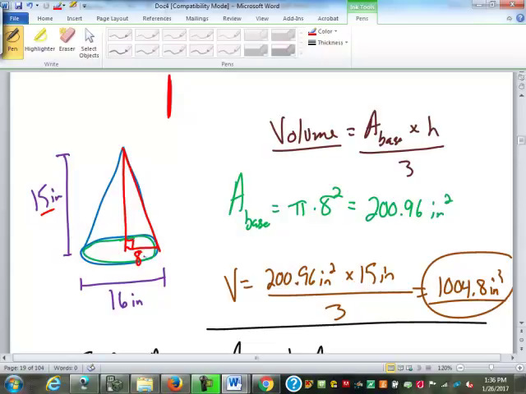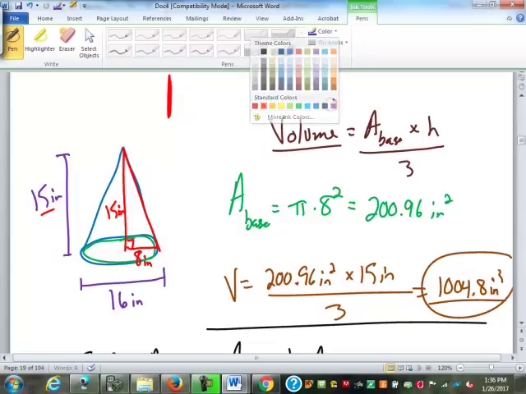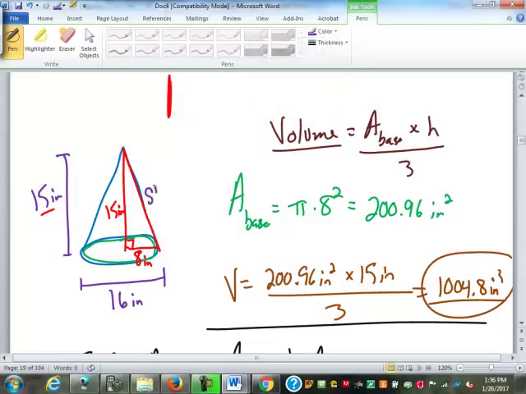The base here is the radius of the circle, or half of the diameter of the base. The height here is the height of the triangle, so it's 8 and 15. A squared plus B squared equals C squared tells us that this slant here equals 17 inches. I'm going to trust that you guys can do the A squared plus B squared equals C squared.